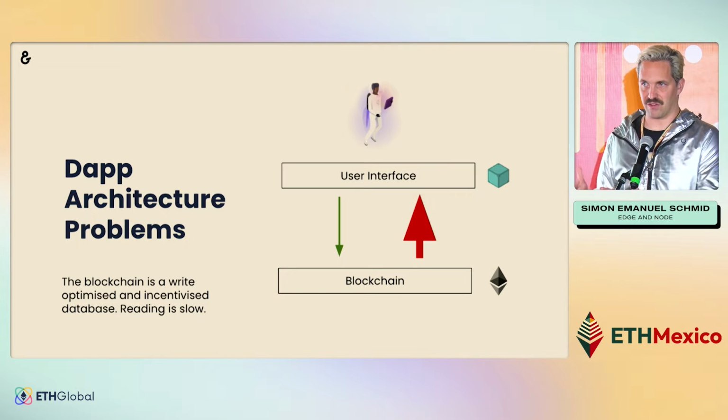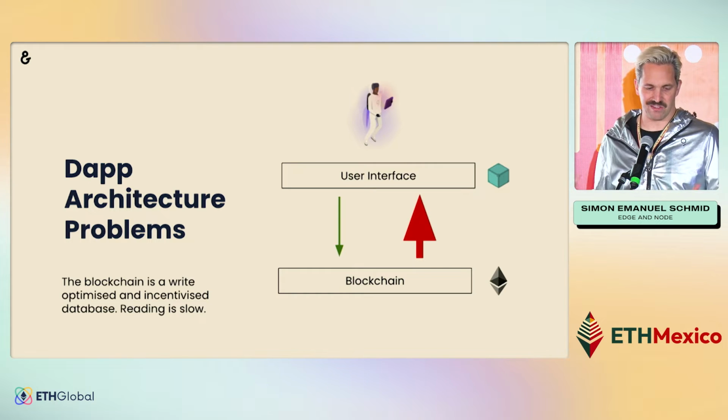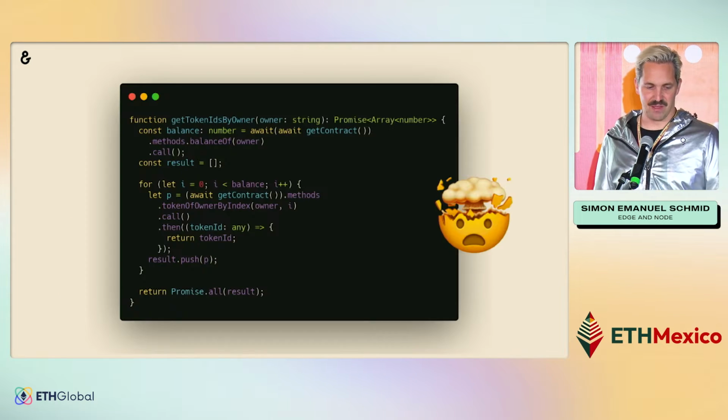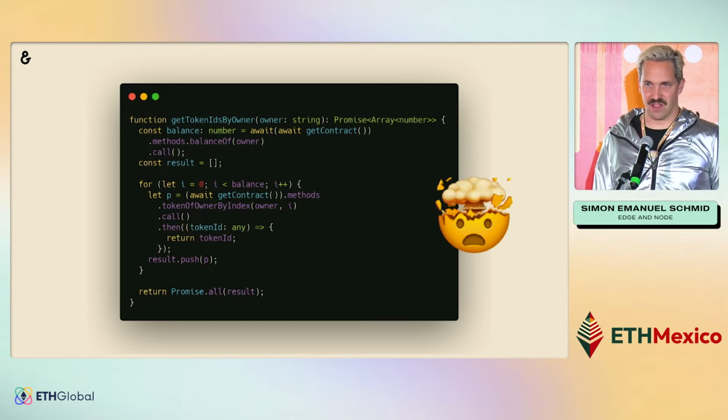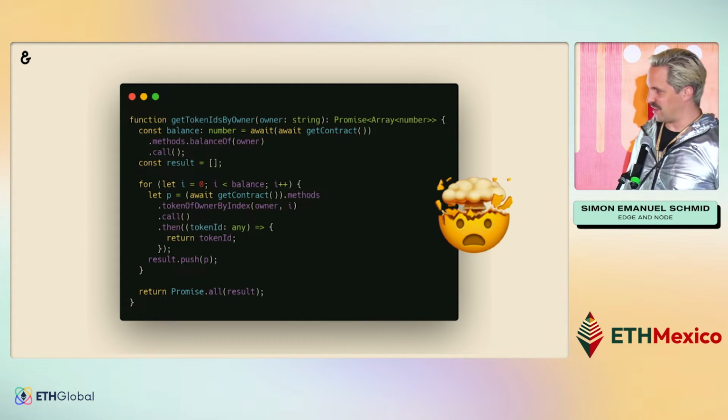That's also why a lot of centralized companies jump in to fill the gap, to provide that data somehow in an efficient way. But we want to be decentralized, right? So in the wild, we see code like this.